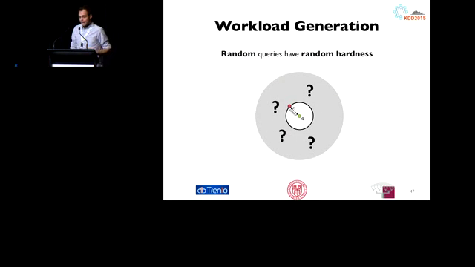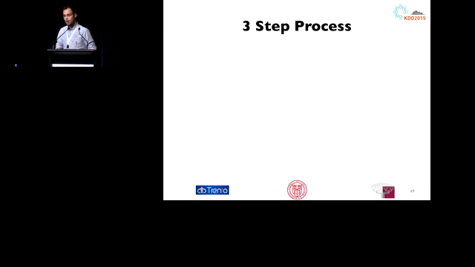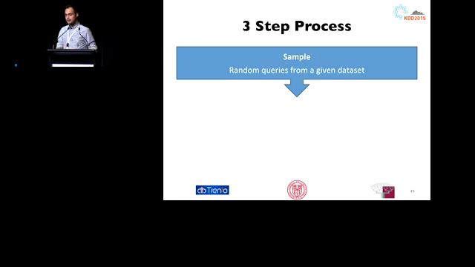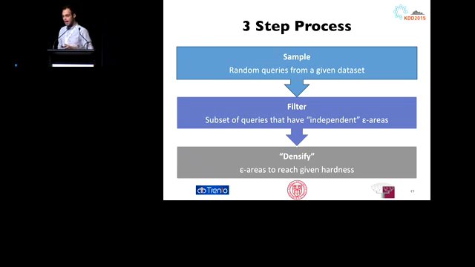So, as we've seen, random queries can have random hardnesses. But is there any way to generate queries of controlled hardness? In order to solve this, we propose a 3-step process. First, we sample random queries from a given data set. Then we filter a subset of the queries that have independent epsilon areas. And then finally, we densify these epsilon areas in order to reach some given hardnesses.